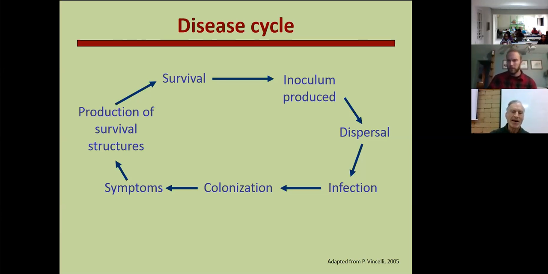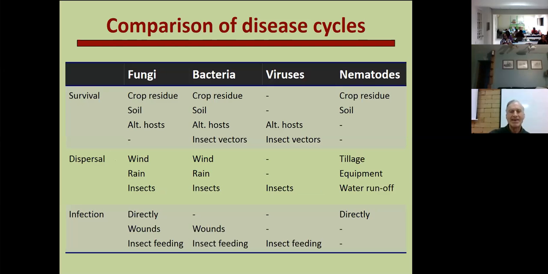And then the pathogen colonizes the plant, and that results in symptoms in the plant, and the disease organism multiplies in the plant and produces more of the survival structures to start the cycle all over again. So here's a comparison of some disease cycles for the different types of pathogens.